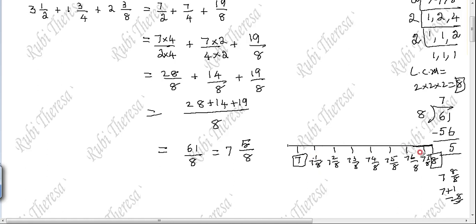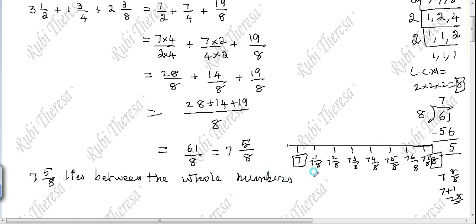So it lies between, understand, you have to write 7 5/8 lies between the whole numbers, because they are asking for the whole numbers. Whole numbers 7 and 8. It is better to draw a number line. Then only you will be very clear. But it is not compulsory.